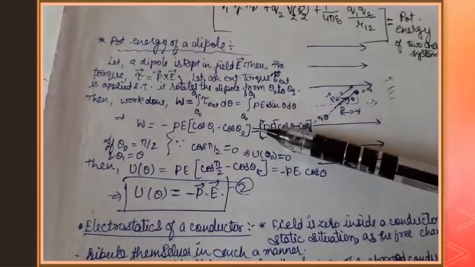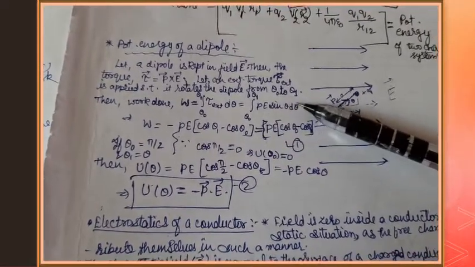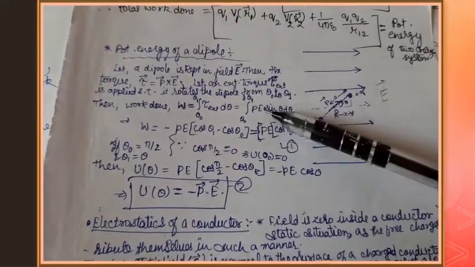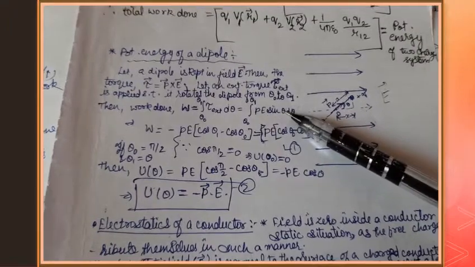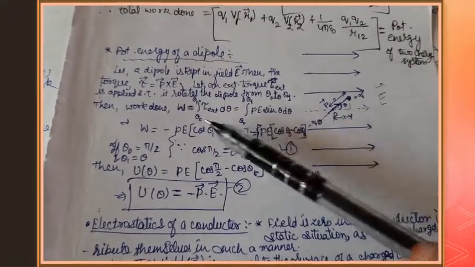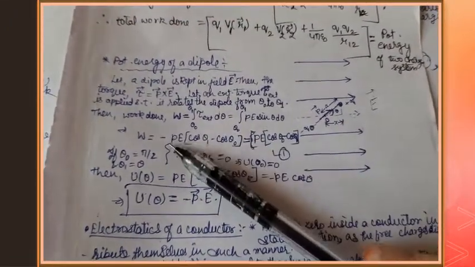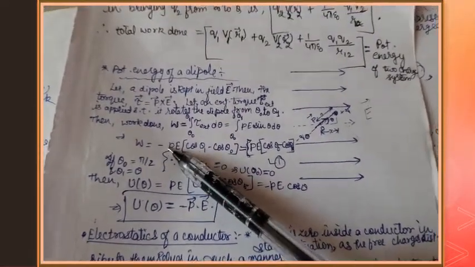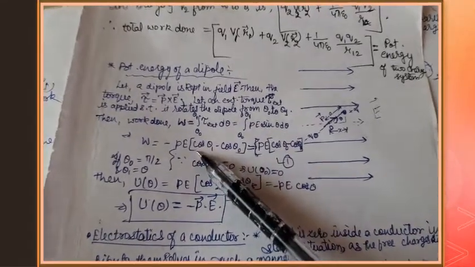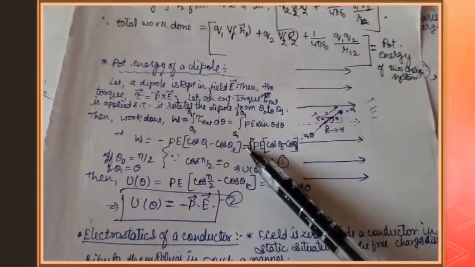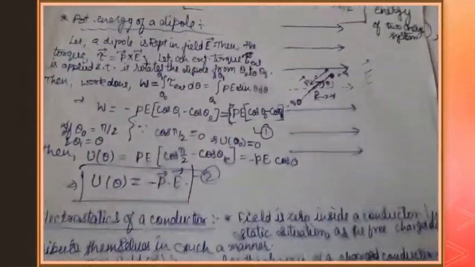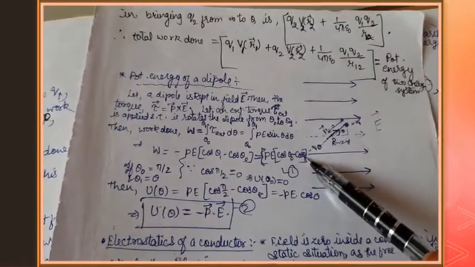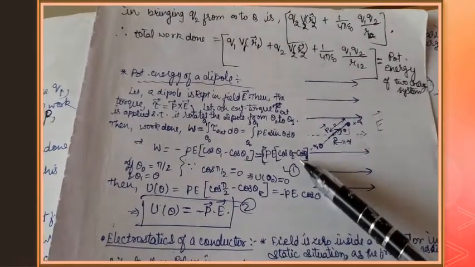We put the value of the external torque, that is pE sin theta, and we have to integrate with respect to d theta. Now pE is a constant in this situation, and the integration of sin theta d theta is minus cos theta. So minus cos theta, and we put the limits. Upper limit, minus because of the integration, the minus sign is there, upper limit cos theta 1 minus lower limit cos theta naught. And if we multiply the minus into the bracket, the signs reverse, and this way we get the expression.